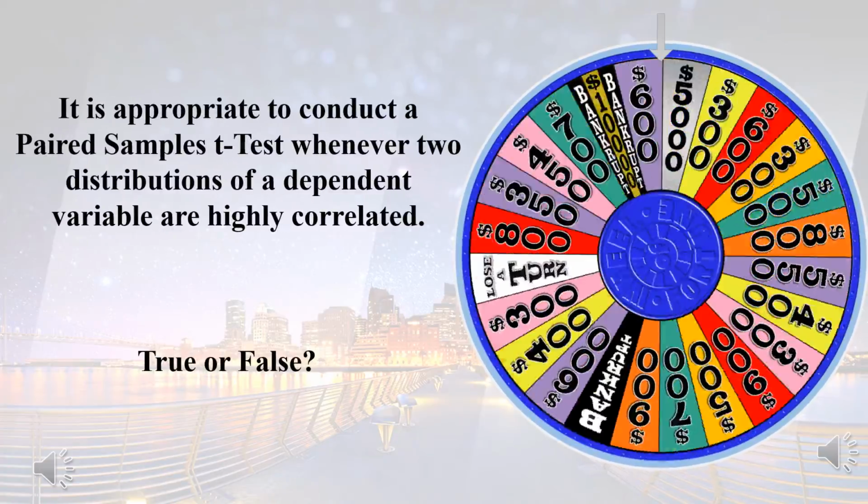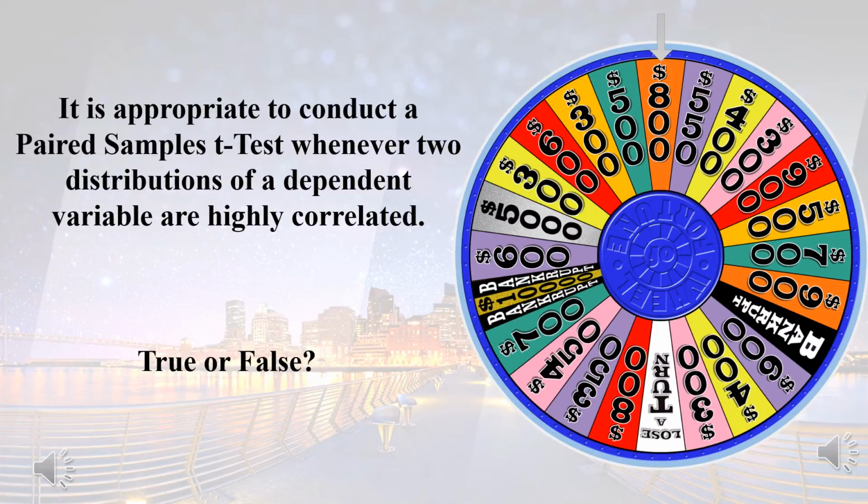Question number 2. It is appropriate to conduct a paired samples t-test whenever two distributions of a dependent variable are highly correlated, true or false.